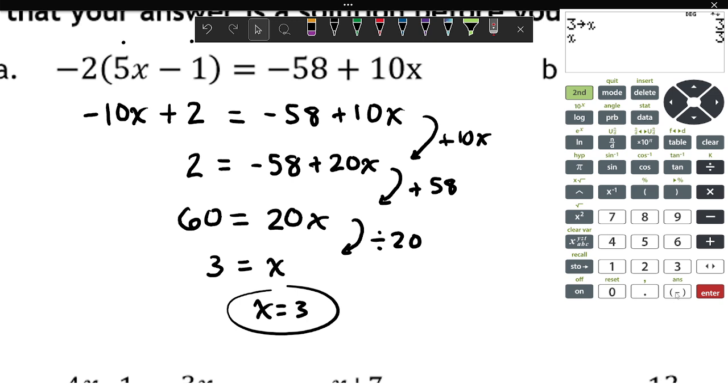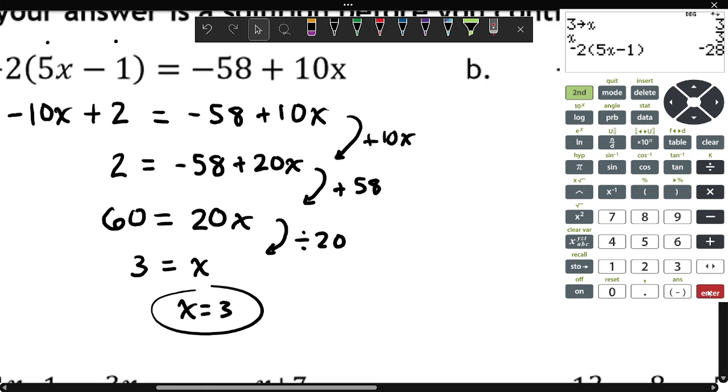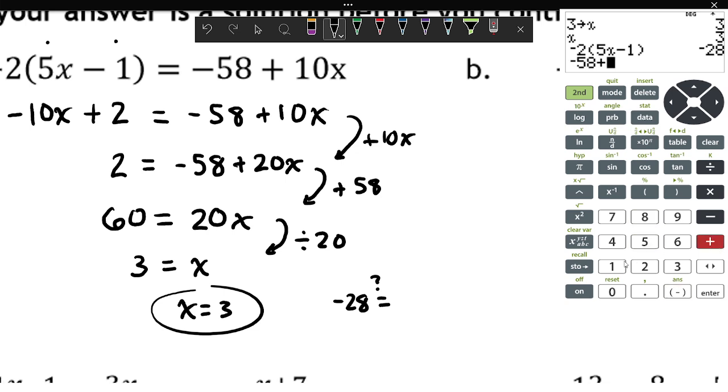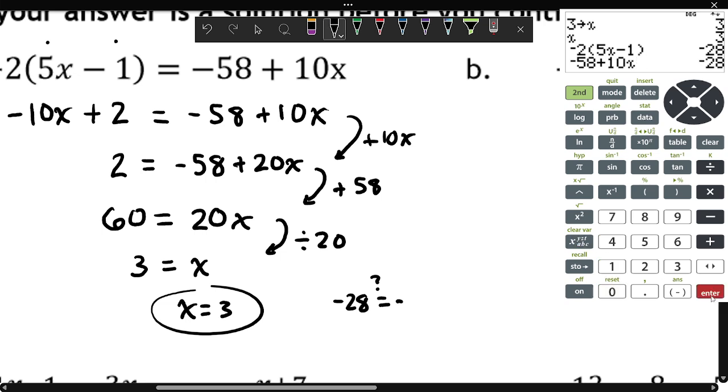So over on the left-hand side, this becomes negative 2 times the quantity of 5x minus 1. So the left-hand side becomes the number negative 28. Let me write that down. So on the left, I've got negative 28. And the question, is that the same as the right-hand side? The right-hand side, I would type negative 58 plus 10x, and when I press enter, it says that's also negative 28.